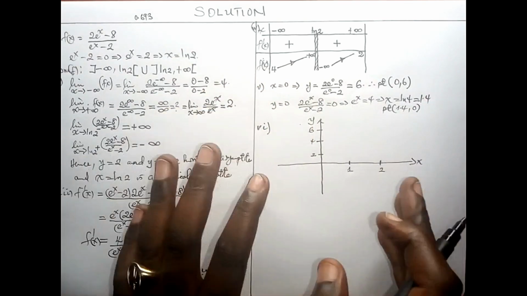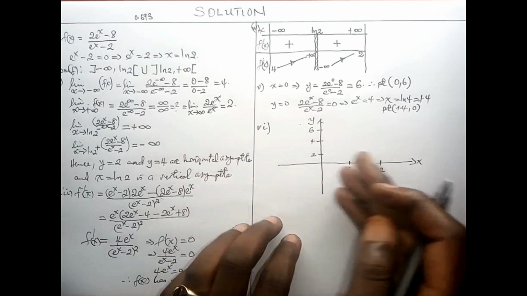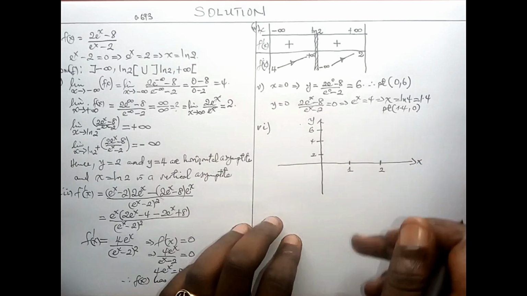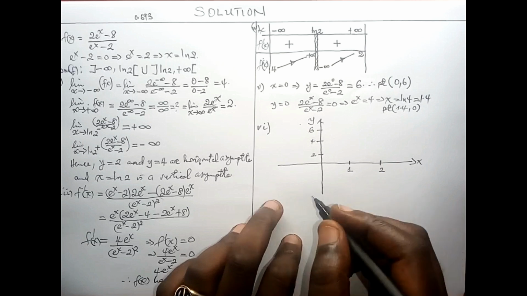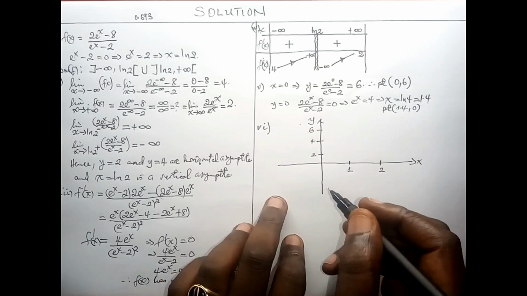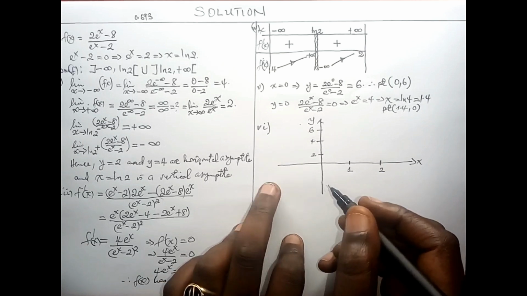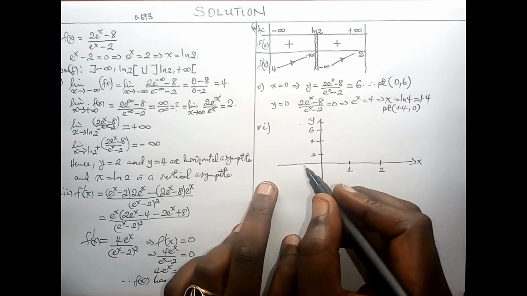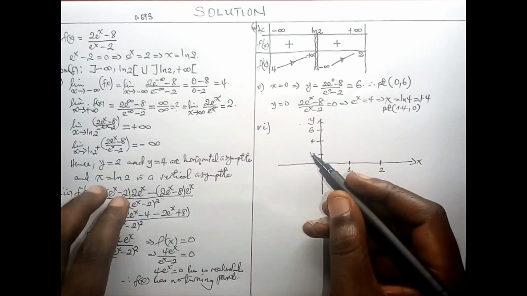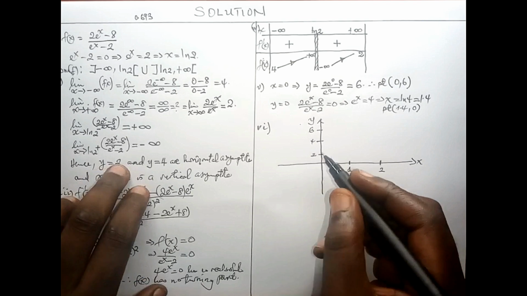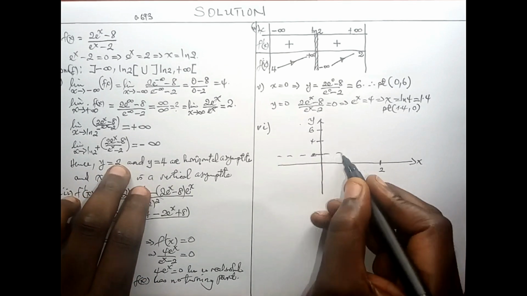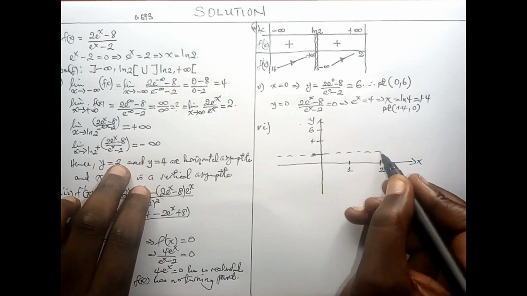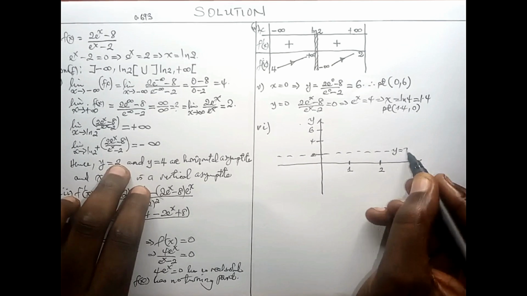And then some other things like the asymptotes, the vertical and the horizontal. Okay, so we need first to indicate the asymptotes. There is 2. We have y equals 2. So there is a horizontal asymptote there, y equals 2. There is another one at y equals 4.